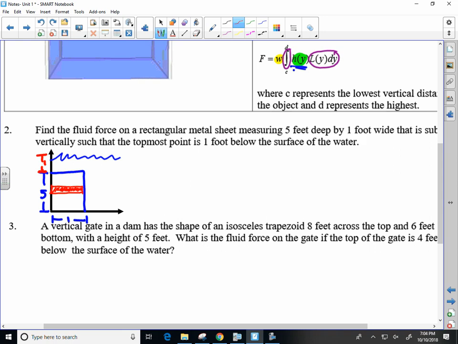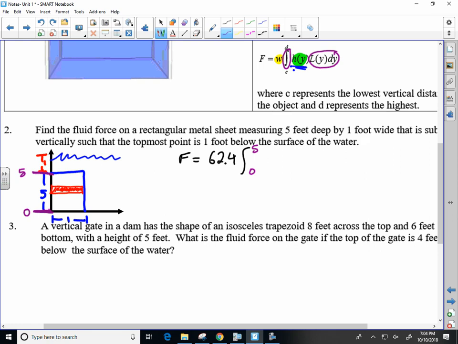We have to find the height, which is the depth, so the distance from the surface to the water, the length of the rectangle, which fortunately in this case is constant, and then everything else is going to work itself out. All right, so F equals 62.4 for the water. The Y values for which the rectangular metal sheet exists, the Y values go from 0 to 5. Those are the only relevant Y values for any kind of fluid force or pressure.